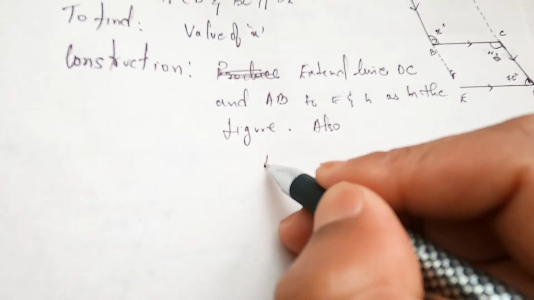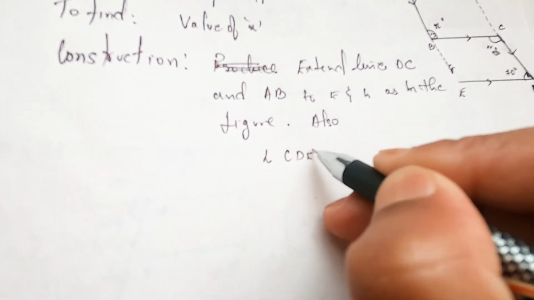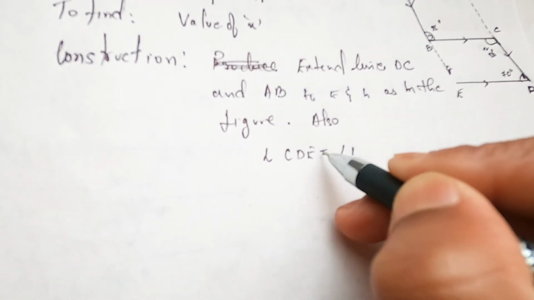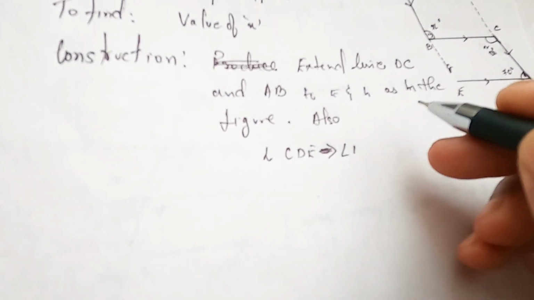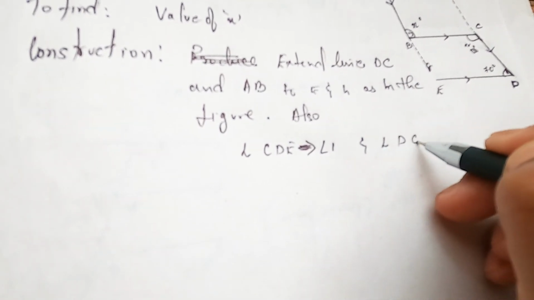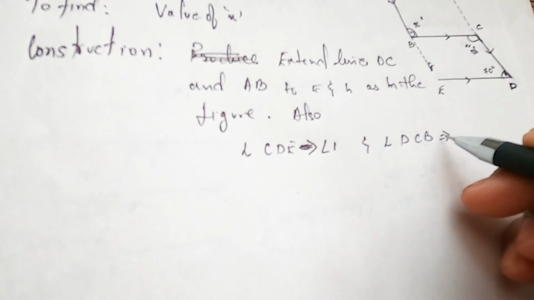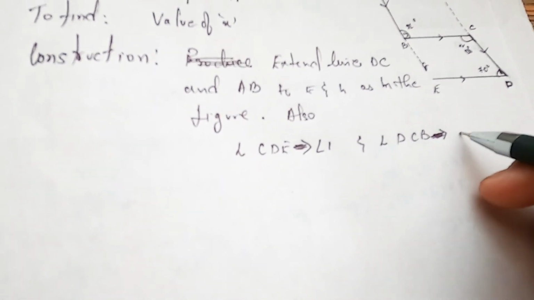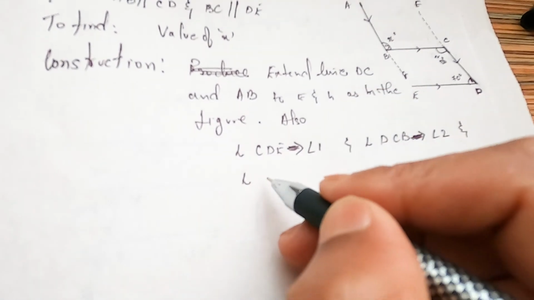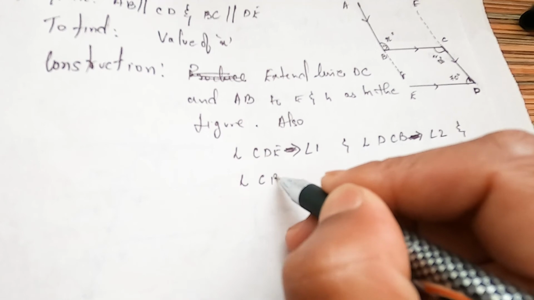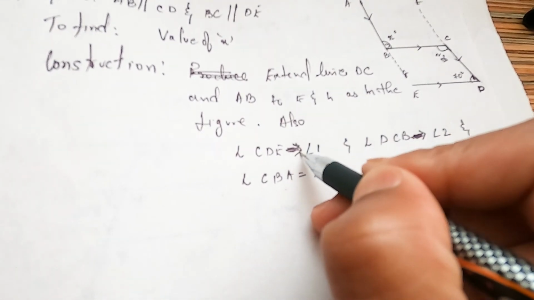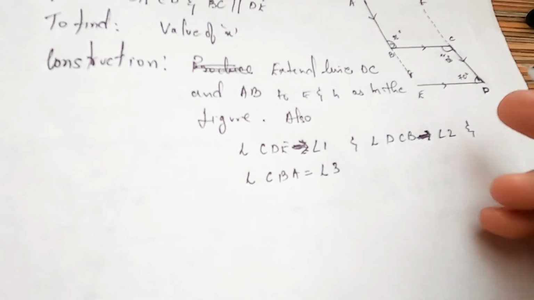Also, angle CDE, we will name it as angle 1. Angle DCB, we will name it as angle 2. And angle CBA, we will name it as angle 3. It's okay if you give the equal sign also.